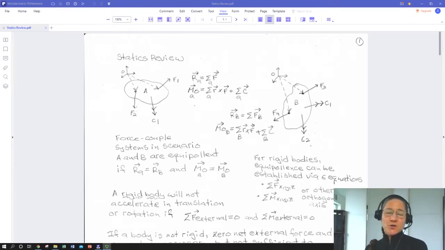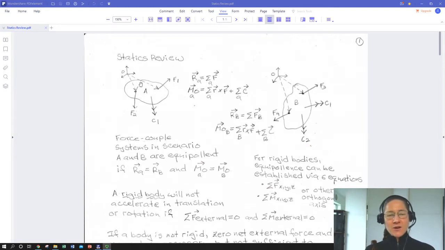In this lecture we're going to be going over some key principles from statics that are going to form the baseline of how we deal with problems once bodies are no longer rigid and are deformable, which is the main topic of the study of mechanics of materials. So we're going to start right off with two bodies.